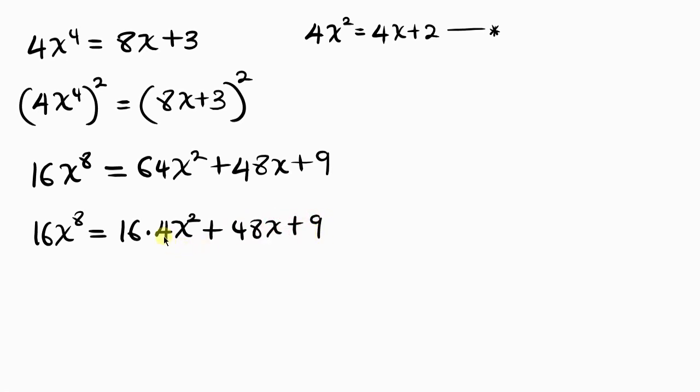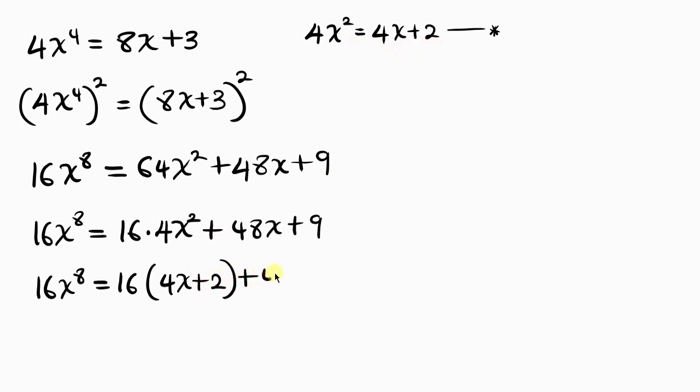Now, wherever we see 4x squared, we're going to be substituting 4x plus 2. So this becomes 16x to the 8th equal to, I've got 16 here. Then in place of 4x squared, I'll be writing 4x plus 2, which is what we have here.